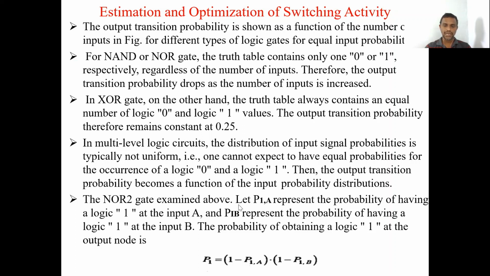Now, for the NOR 2 gate examined above, let P1A represent the probability of having a logic 1 at the input A, and P1B represent the probability of having a logic 1 at the input B. Then the probability of obtaining a logic 1 at the output node is P1 is equal to 1 minus P1A multiplied with 1 minus P1B. So what does this statement mean? I have considered the two inputs A and B.